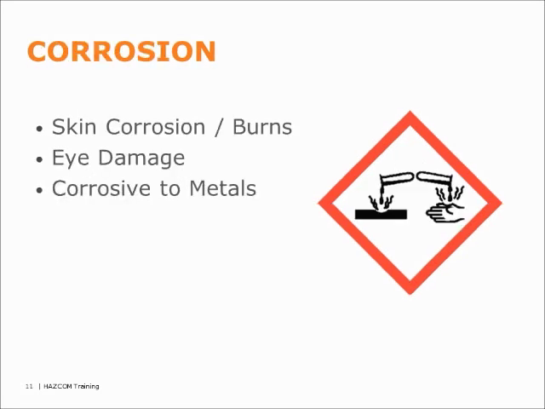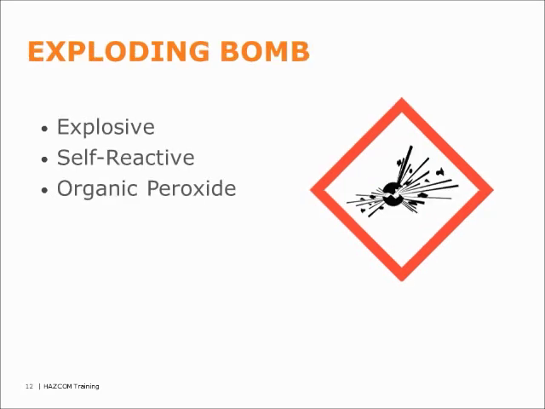This pictogram represents corrosion and indicates the presence of a product that may cause skin corrosion or burns, eye damage, or corrosion to metals. The exploding bomb pictogram indicates the presence of a product that is self-reactive, may be explosive, or is an organic peroxide. Pyrotechnic materials like fireworks materials will fall into this pictogram.